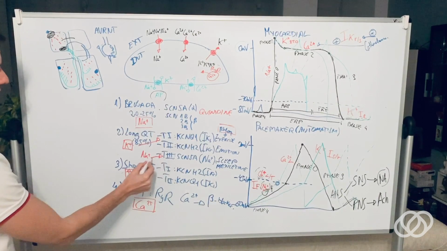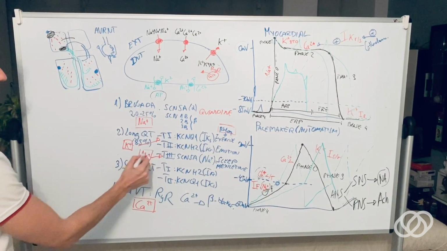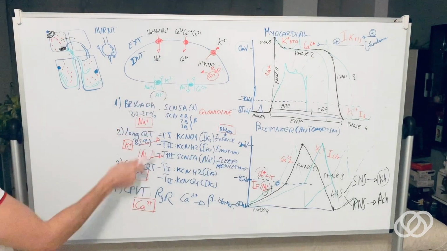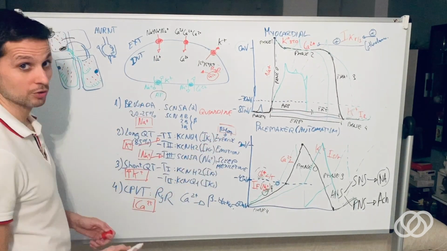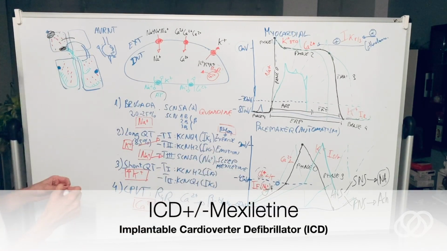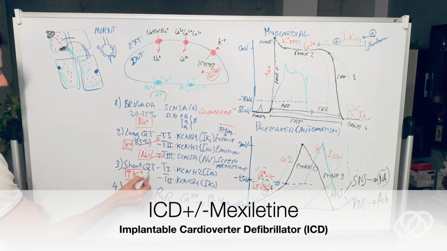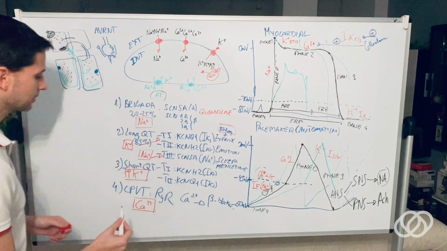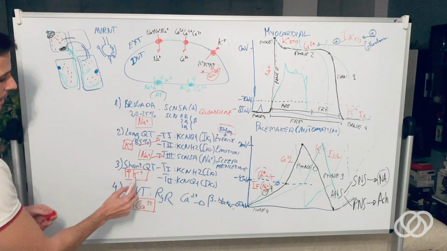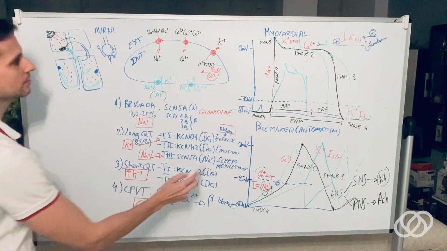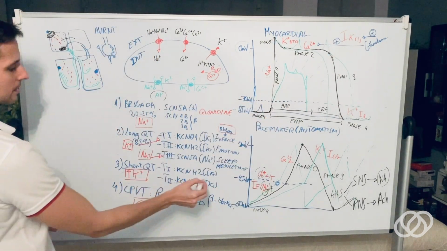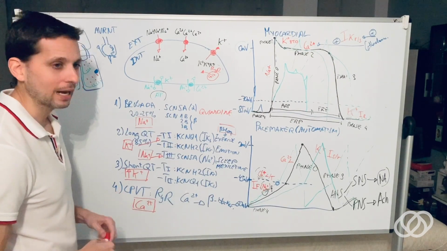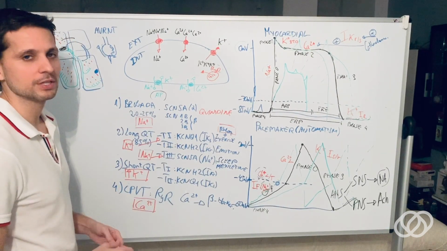And then we'll have the type 3. Here the problem is with the sodium channels that are enhanced, and here beta blockers are not going to be effective. We will need to implant a defibrillator, with or without the addition of mexiletine, as it is a sodium channel blocker without QT prolongation. Also, the short QT syndrome. In this short QT syndrome, the problem is enhanced potassium channels. For those potassium channels we don't have any drug that is considered effective. Most of them will receive a defibrillator.